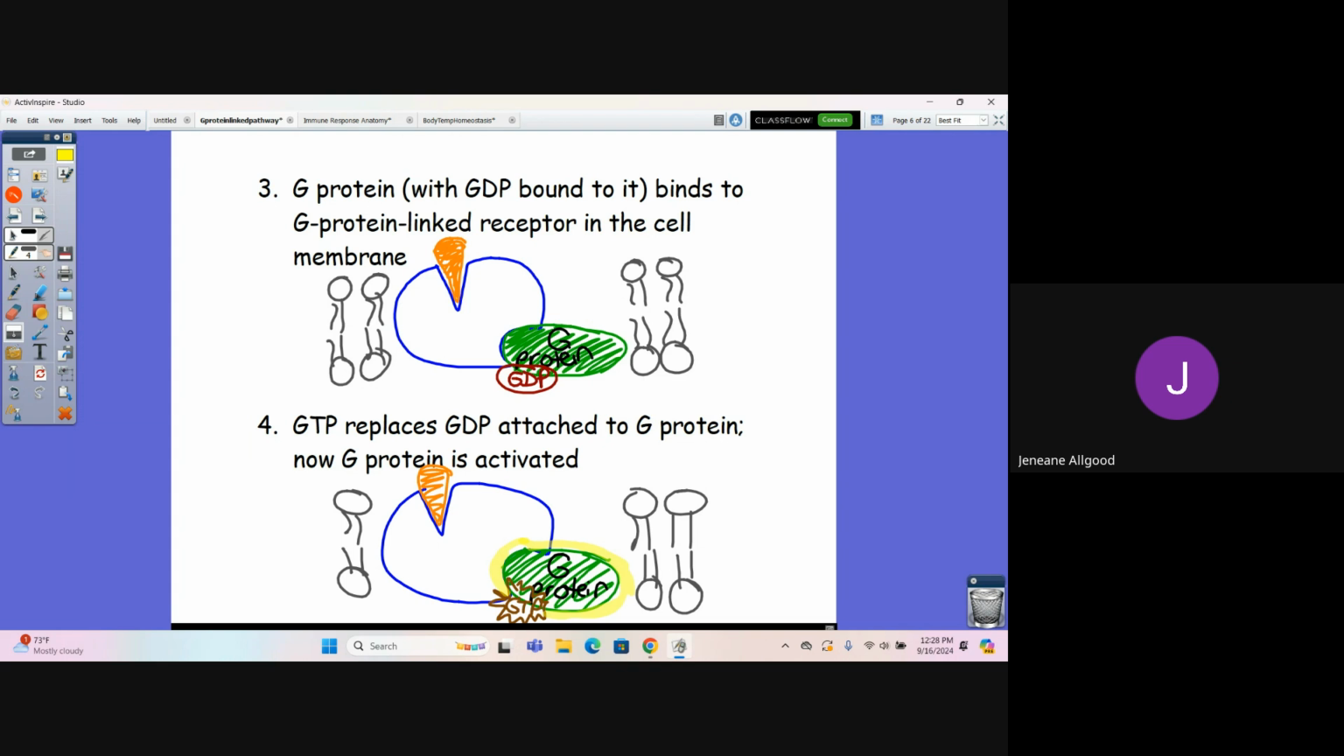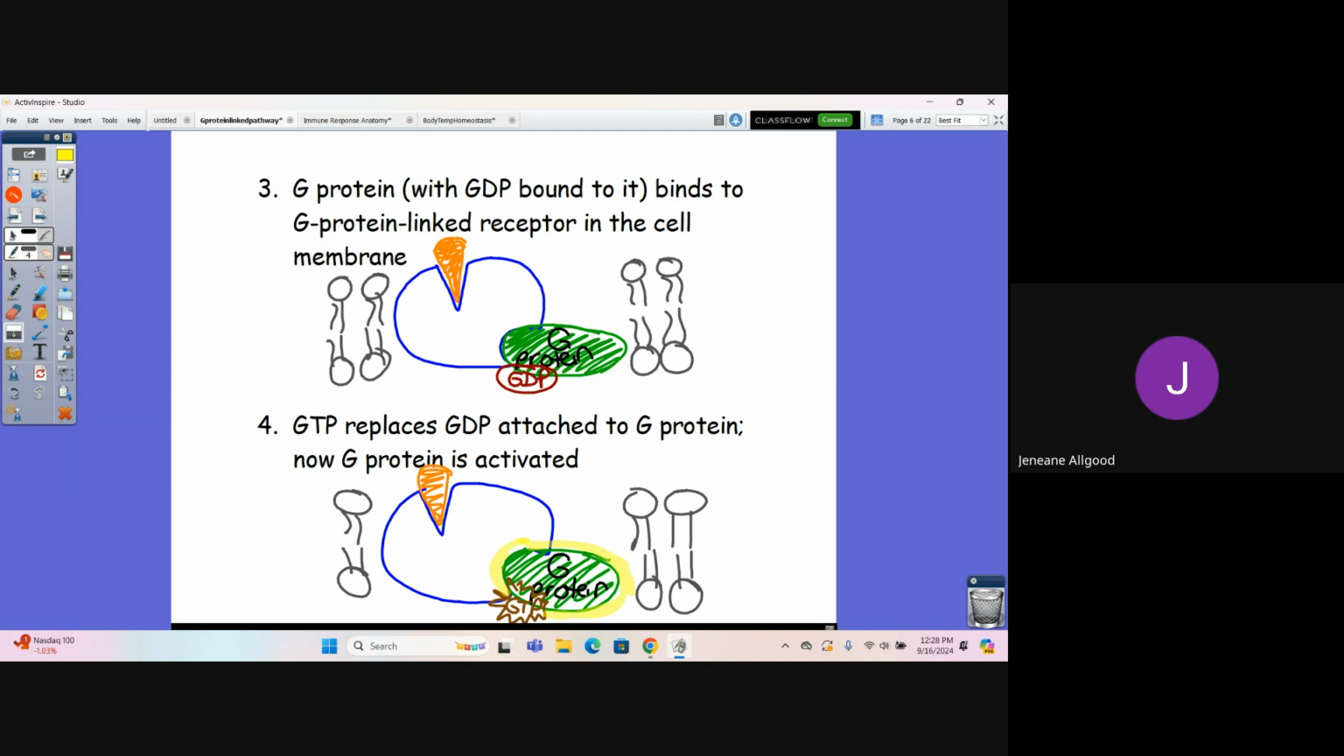So far, so good? All right, now think about the G protein. The G protein is really just using this blue G protein linked receptor as like a docking station. It's really just using it so that it can come in, and when it's bound here, then GTP can replace GDP and this G protein becomes activated.